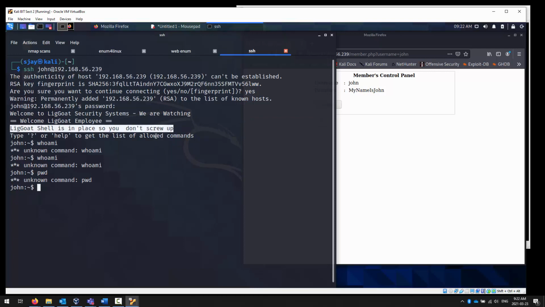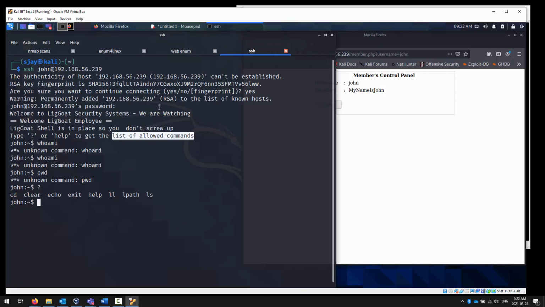This is starting to sound an awful lot like the K3 activity, isn't it? Type in question or help to get a list of allowed commands. Well, isn't that just a kick in the nether regions? So apparently these 8 commands are the only commands we're allowed to use in this environment, making it more difficult for us to compromise.